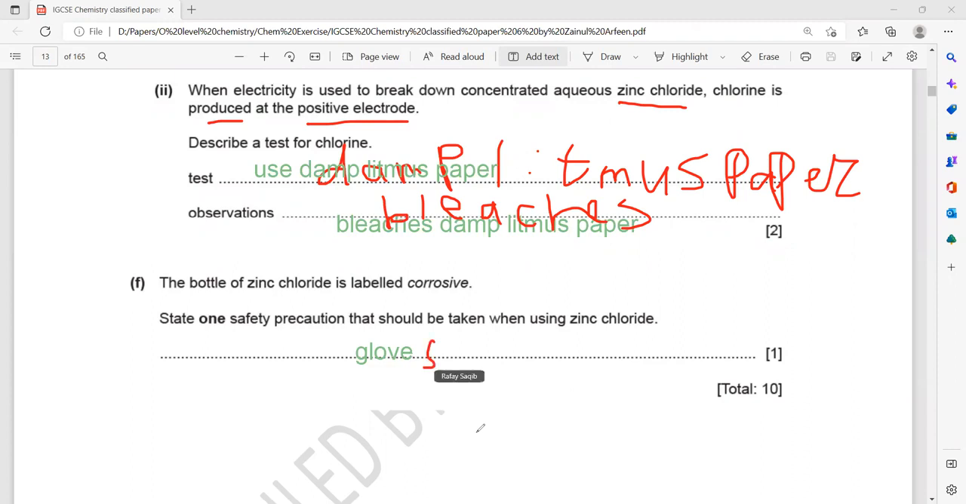Chlorine can bleach. It is a bleaching agent, but don't mention blue. Don't mention red. There's a reason for that. Whenever you mention it, you should mention starting with a red litmus, a blue litmus. So if we say it is a corrosive, what safety precaution should we take? Wear gloves or goggles.